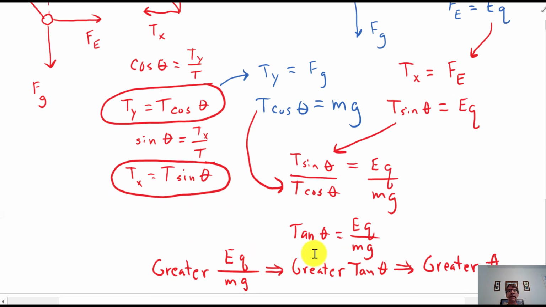So we have tangent of theta, of that angle that's of interest, equals the ratio EQ over mg, where E is the electric field strength, Q is the charge on the particle, m and g. Now, the bigger this ratio is, the bigger the tangent of theta is. And the bigger the tangent theta is, the greater the theta, because for theta between 0 and 90, as the tangent of theta goes up, so does the angle. Or conversely, as the angle gets bigger, the tangent gets bigger, if you look at the tangent function.